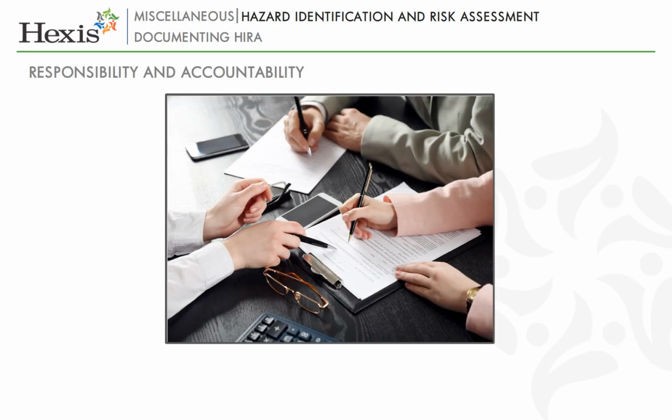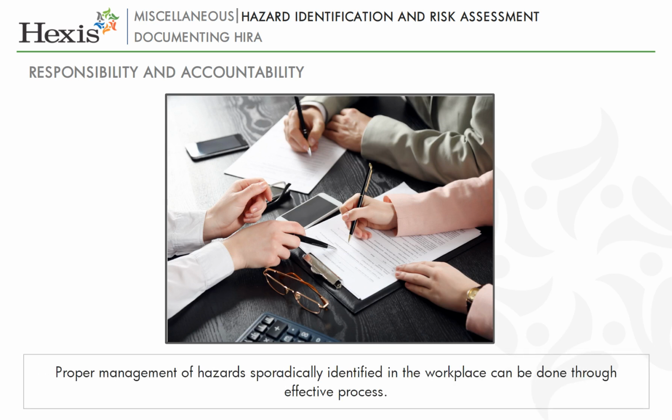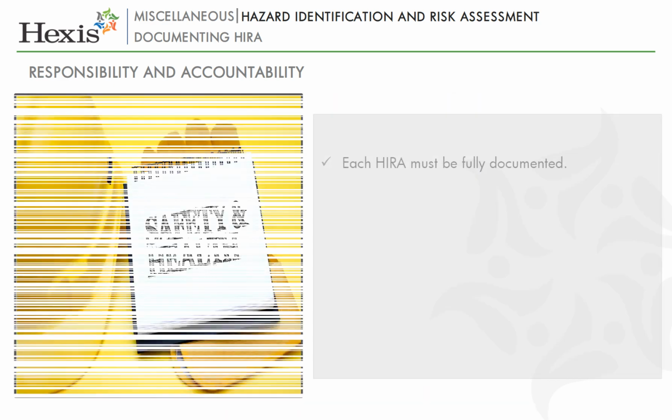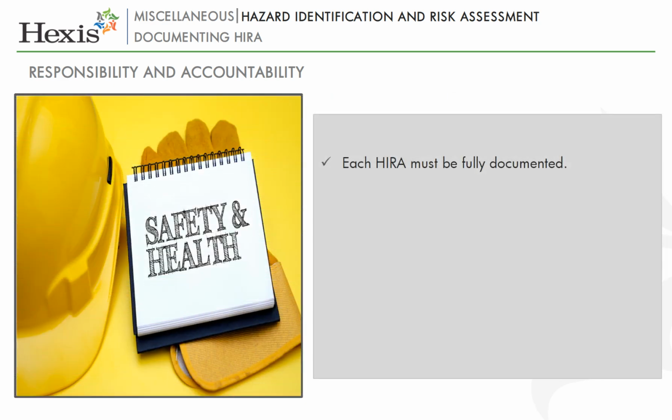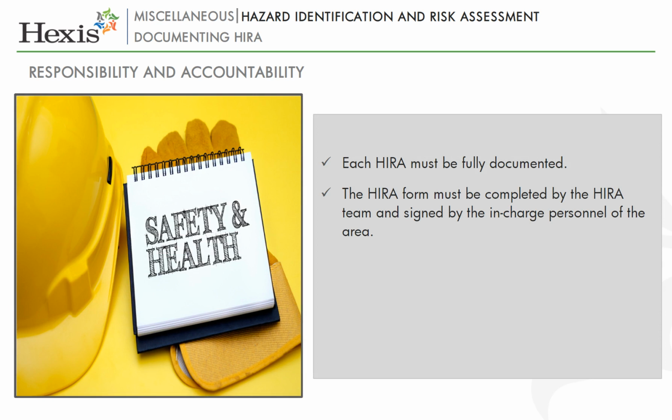Next, let's understand how documentation of HIRA is done. Proper management of hazards sporadically identified in the workplace can be done through an effective process. Ultimately, the individual or team who identified the hazard must ensure proper communication of the hazard to the appropriate workplace authority, that is, manager, department head, or designated person. Each HIRA must be fully documented. The HIRA form must be completed by the HIRA team and signed by the in-charge personnel of the area.